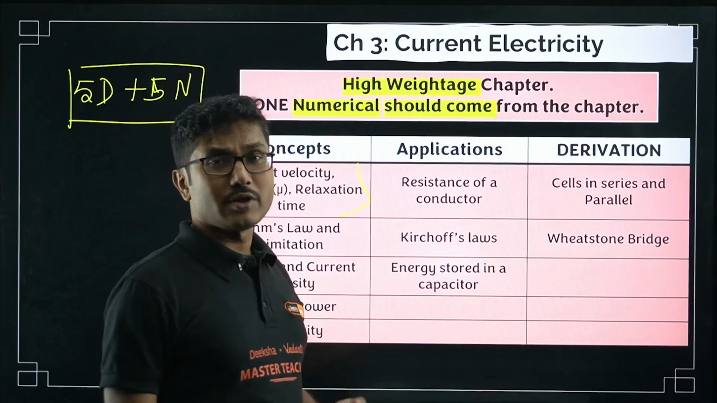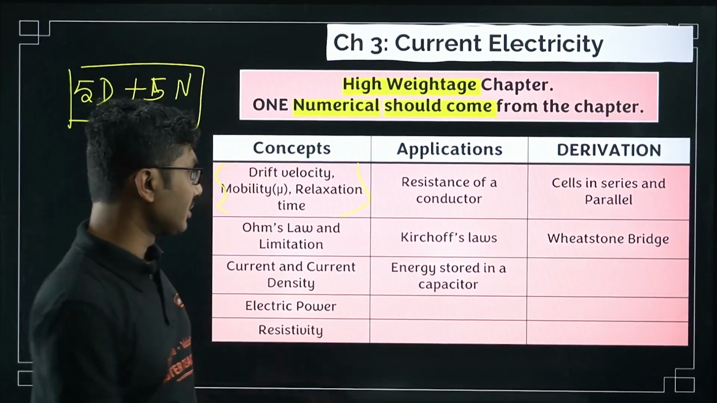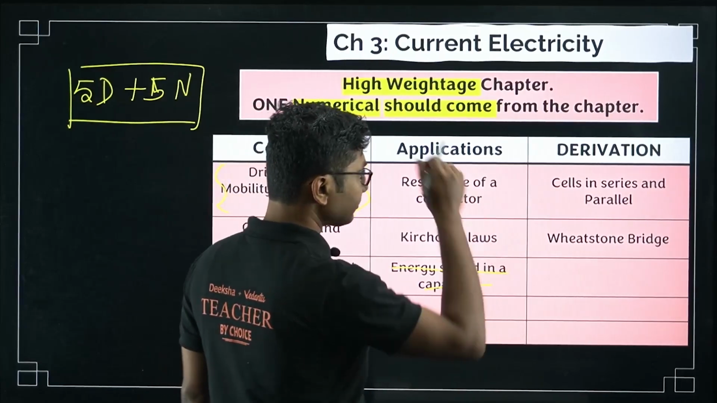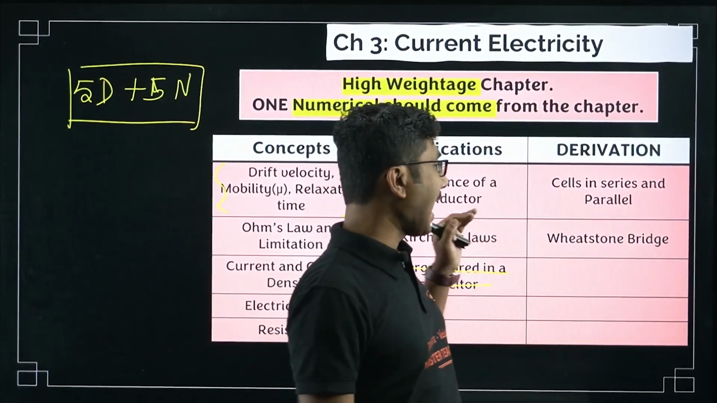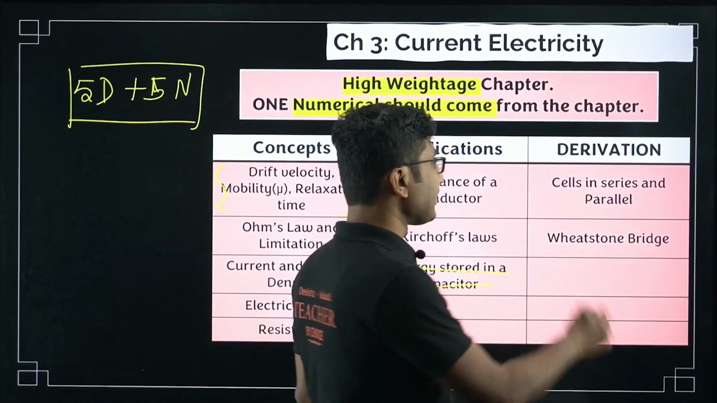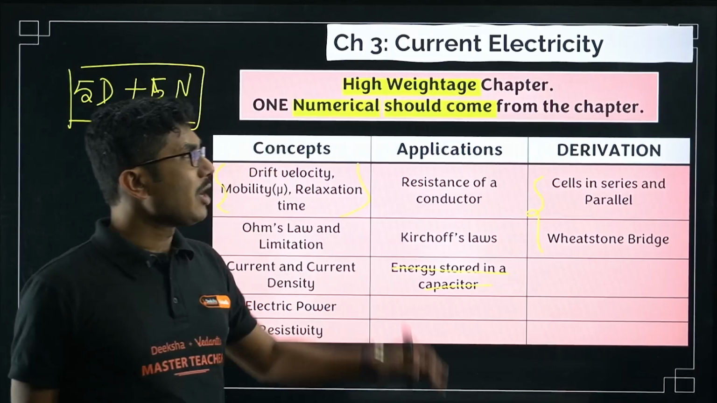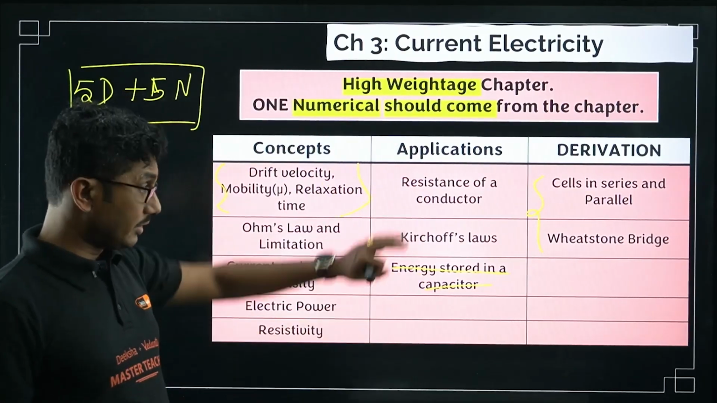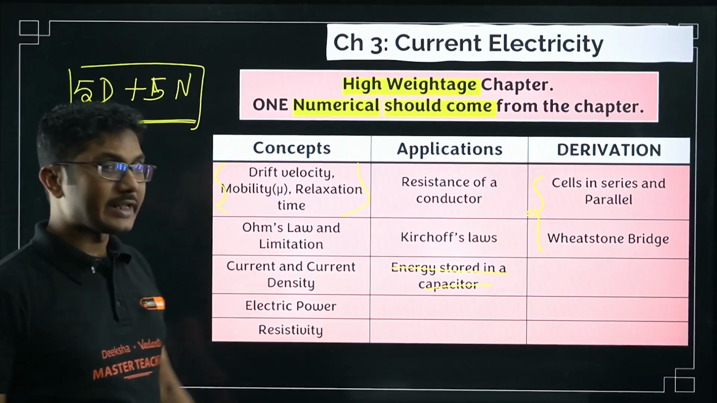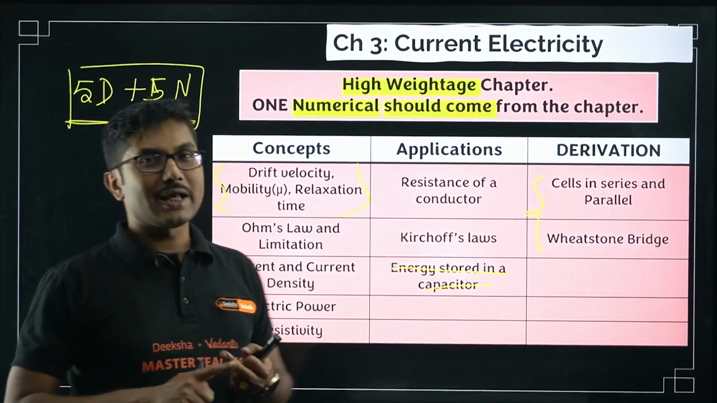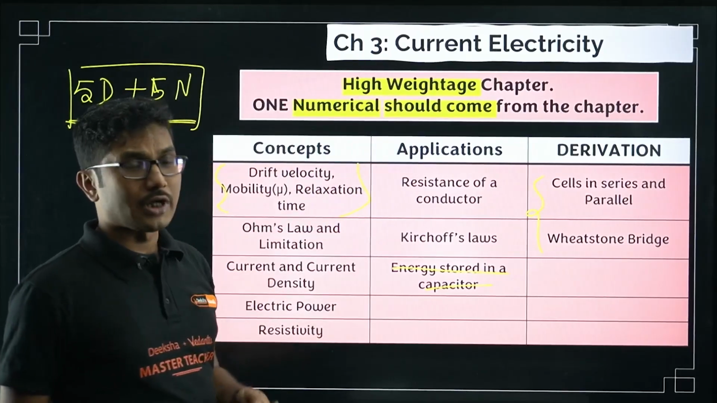Application: resistance of a conductor, Kirchhoff's laws, energy stored in a capacitor, sorry, this is from the last chapter. Cells in series and parallel, very, very important, and Wheatstone bridge. These are the three derivations most commonly asked from this chapter, so you cannot skip any of them. As you can see from here, you can expect a numerical as well as a derivation. So a high weightage numerical should come from this chapter.